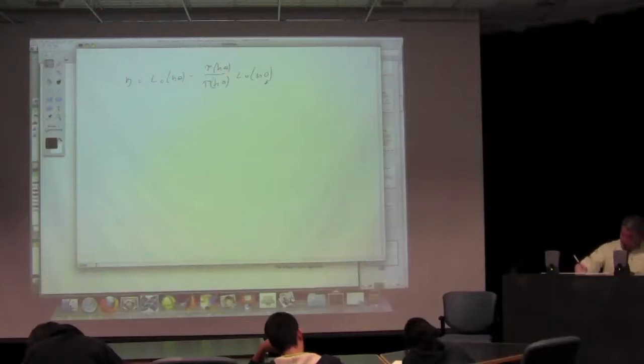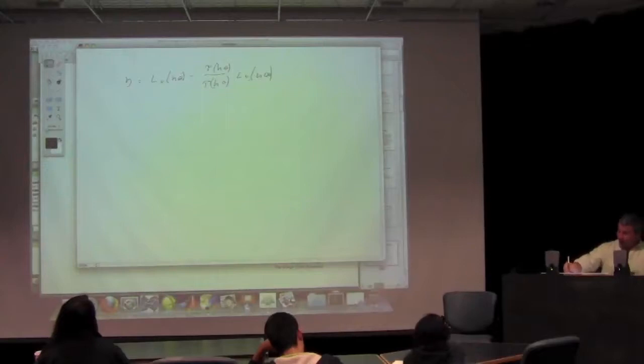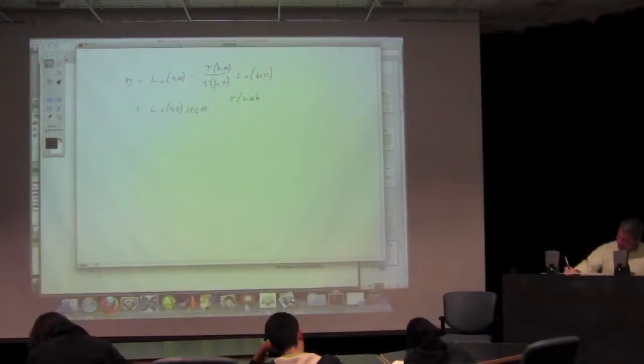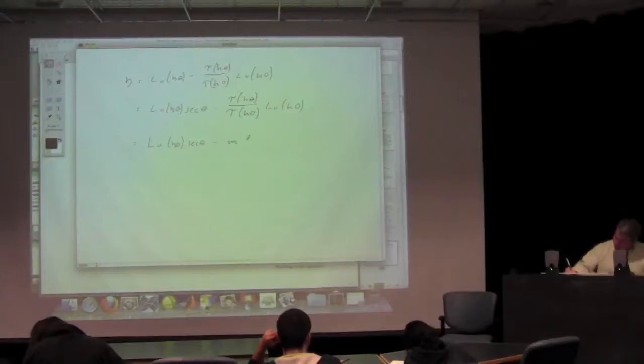All right, so again, we could put the upward radiance term at the angle in terms of the upward radiance term at native viewing position, which is just LU h naught secant theta, minus tau h theta over tau h naught times LU h naught. Then this term right here is the slope. So we can write LU h naught secant theta minus m LU h naught.